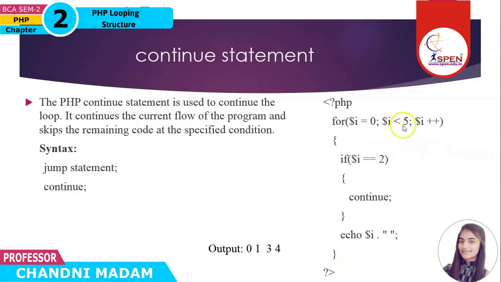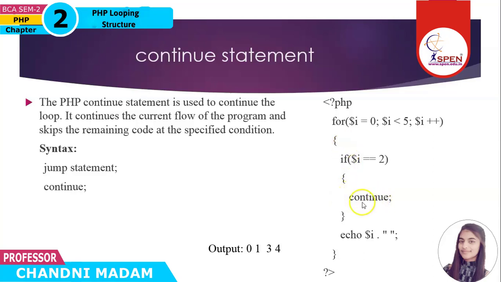So 1 is less than 5, the condition is true, so it goes into the for loop. Here 1 equal to 2. The condition is false, so it skips the if and just prints echo $I. Here $I is 1. Now again 1 plus 1 means 2. Here 2 is less than 5, the condition is true. It goes into the loop. Here if 2 equal to 2, here also the condition is true. So it goes into the if statement.